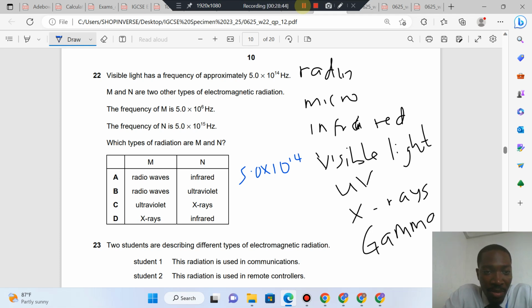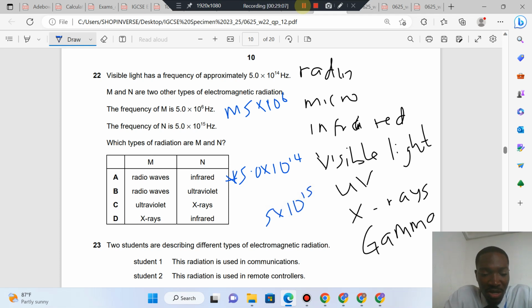Also, M has a frequency of 5 times 10 to the power 6. That means it must be a very low value, 5 times 10 to the power 6 Hertz. That is M. And as for N, it's 5 times 10 to the power 15. That means it must be something higher than this value of visible light. So we can put 5 times 10 to the power 15 here.